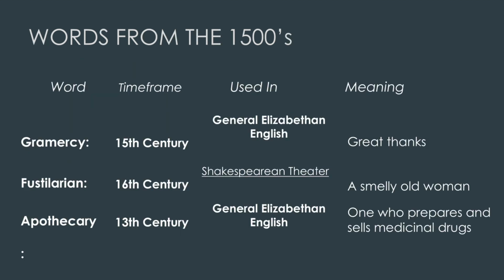Gramercy was used in the 15th century in General Elizabethan English, meaning great thanks. Fusseltarian was used in the 16th century Shakespearean theater, meaning a smelly old woman. Apothecary was most commonly used in the 13th century, although it is still used sometimes today in General Elizabethan English, meaning someone who prepares and sells medicinal drugs.